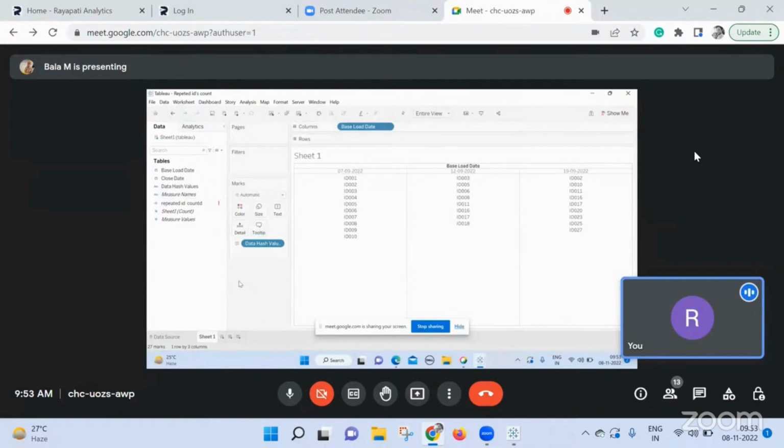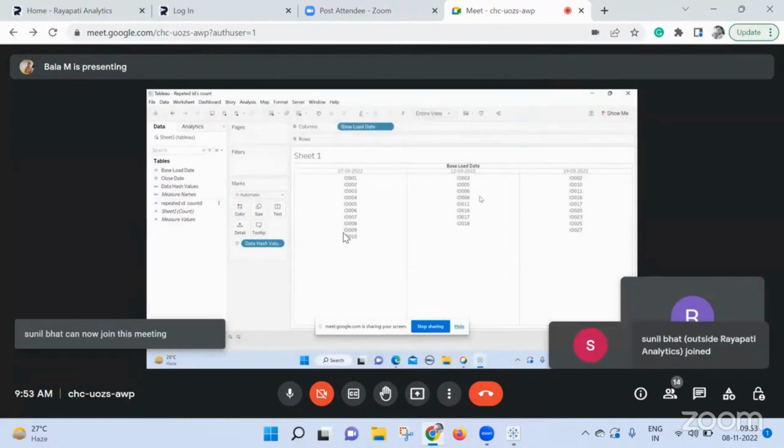You are saying you have 10 weeks of data. In every week you have certain IDs coming, and you want to know how many of them are repeating the next week. Yes. So if 3 records are repeating in the second week, I need to show the distinct count of those 3 records only. You need to show the distinct count of those 3 records.